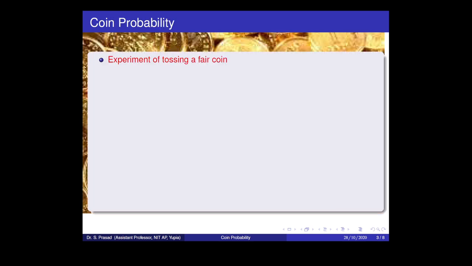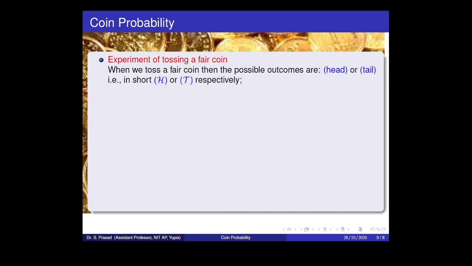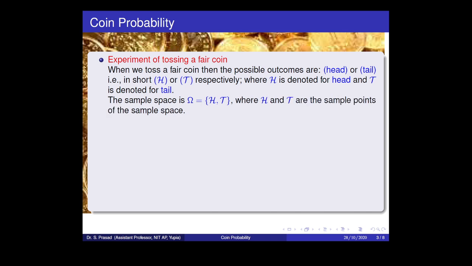Now, coin probability. First, we learn the experiment of tossing a fair coin. When we toss a fair coin, the possible outcomes are head or tail. In short form, we write H or T respectively, where H denotes head and T denotes tail. The sample space we can write as omega is equal to {H, T}, where H and T are the sample points of the sample space.